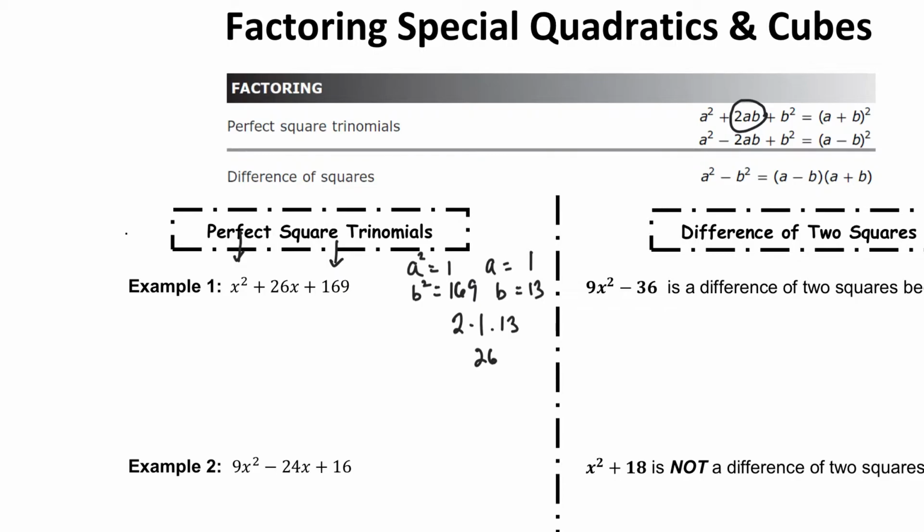So all you have to do now is follow this formula. You notice it's a, and we know that a is 1. So it's x plus the value of b, which is 13, and it's squared.